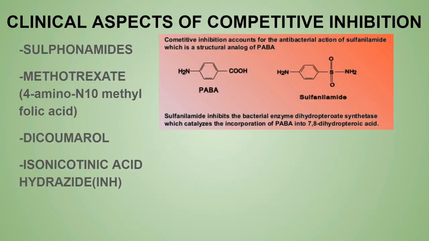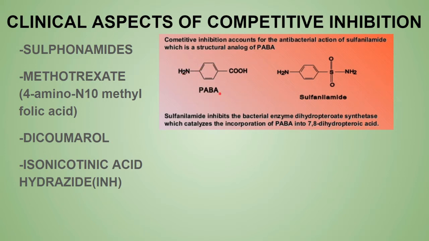Now the very important topic, the clinical aspect of the competitive inhibition. First of all, the sulfonamides. These sulfonamides are commonly employed antibacterial agents. You may know that bacteria synthesize folic acid, because their main structural component is the DNA. So for DNA formation they form folic acid, and they mainly synthesize folic acid by combining PABA with pteroyl glutamic acid. Pteroyl glutamic acid is combined with PABA to form folic acid.